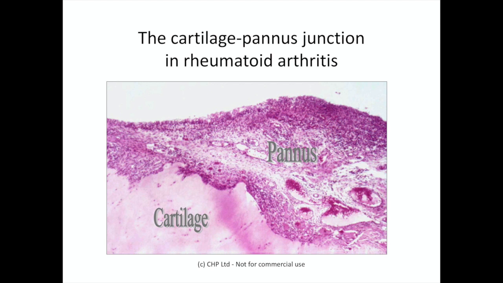Here we see a microscope picture from an arthritic joint. At the bottom you can see the partially eroded articular cartilage, and at the top is some inflammatory material which, in the situation of arthritis, is known as pannus, and is basically a collection of neutrophil polymorphs, plasma cells, and other acute and chronic inflammatory cells.